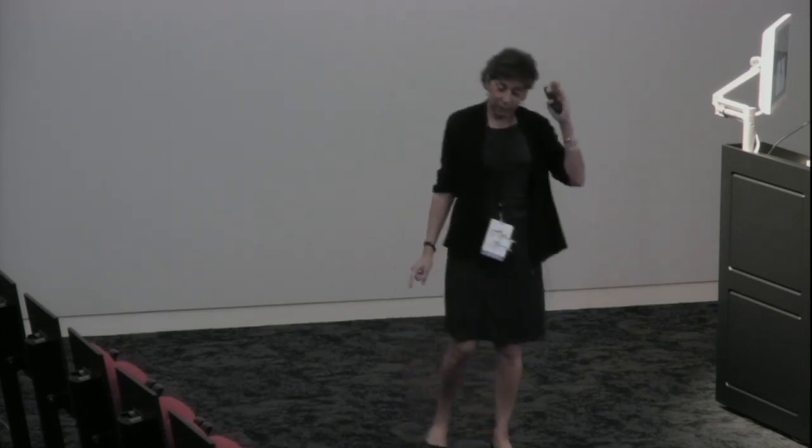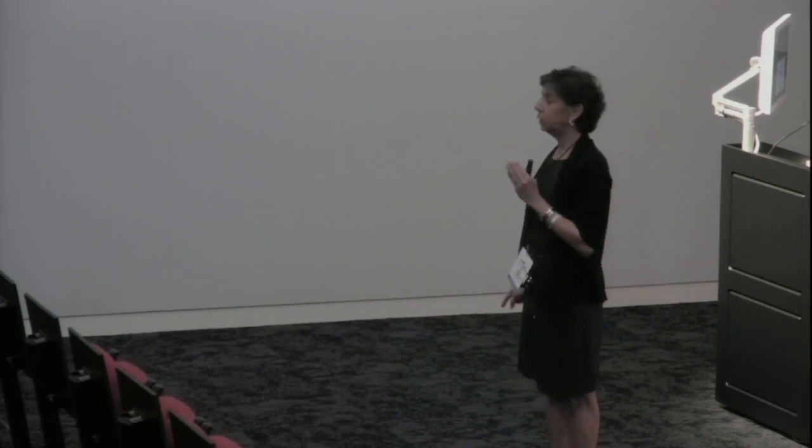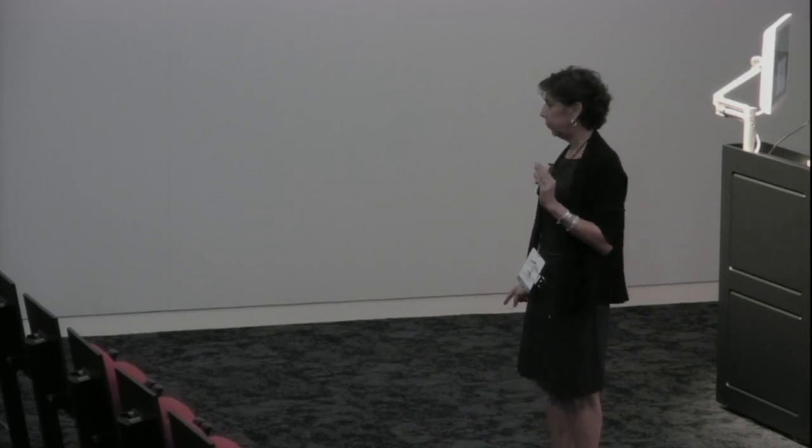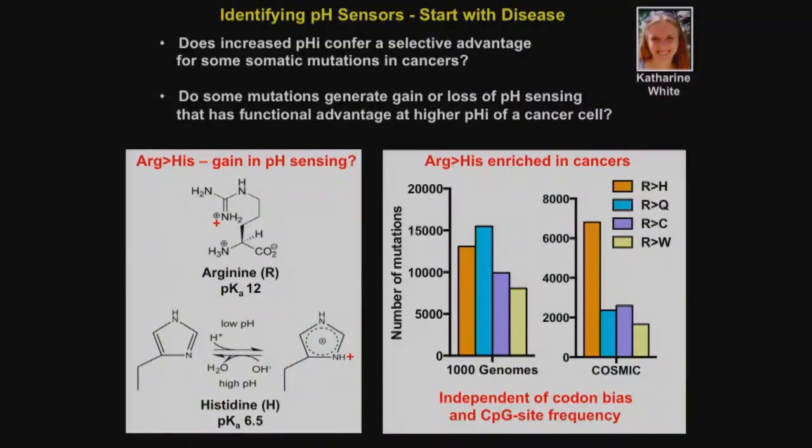And one of the first things we found is that arginine to histidine mutations are enriched in cancers. And this has since been published by two other groups. So compared to 1,000 genomes, and this is completely independent of codon bias or CpG site frequency, arginine to histidines in cancer are highly overexpressed, suggesting some evolutionary force. I don't know if it's pH. It could be a lot of different things.